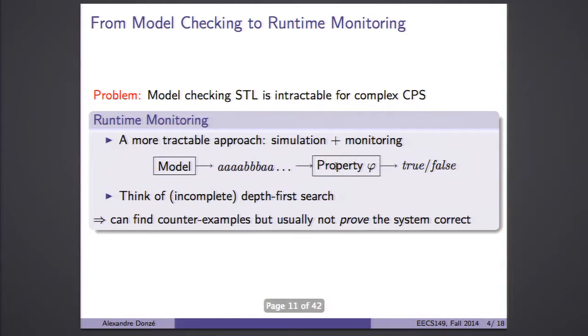So you have information, and it's particularly useful. You can still easily find a counterexample in that case, because if any one of the simulations did not satisfy the specification, then you have your counterexample. But usually, you cannot prove that the system is correct, because you cannot do an infinite number of simulations. There are too many states.